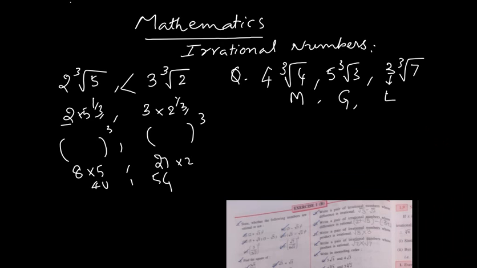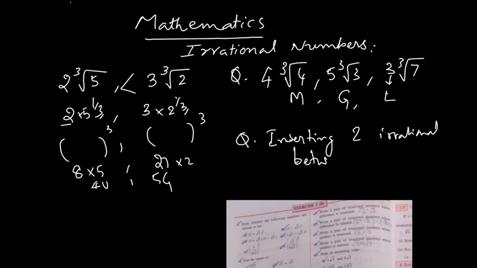So how do we get an irrational number between 5 and 6? Okay, so 5 is nothing but root 25. 6 is nothing but root 36. Correct? So these two are perfect squares. So you can insert anything now.